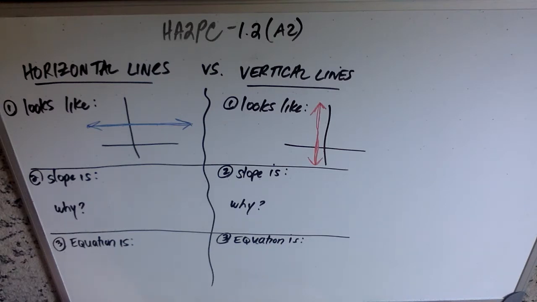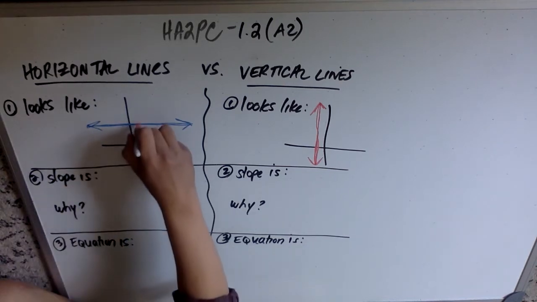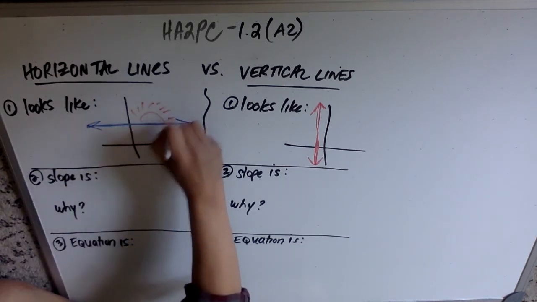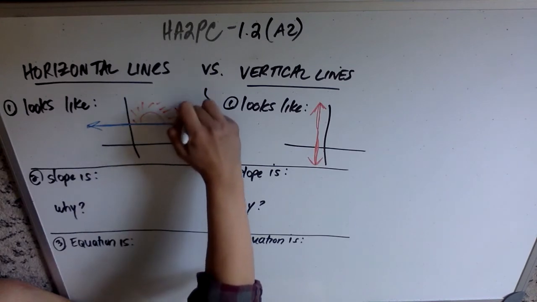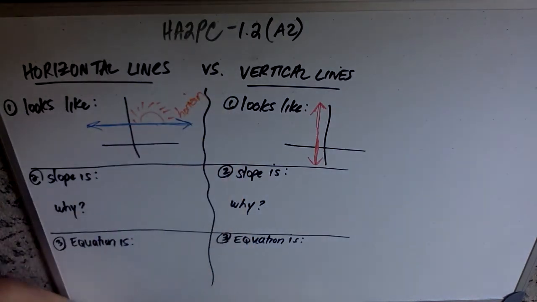One way to think about it is when you look across the horizon. So wait, let me draw out my artistic skills. Look, there's the sun setting over the horizon. Horizon. The sun sets over the horizon. So horizontal lines are like the horizon.